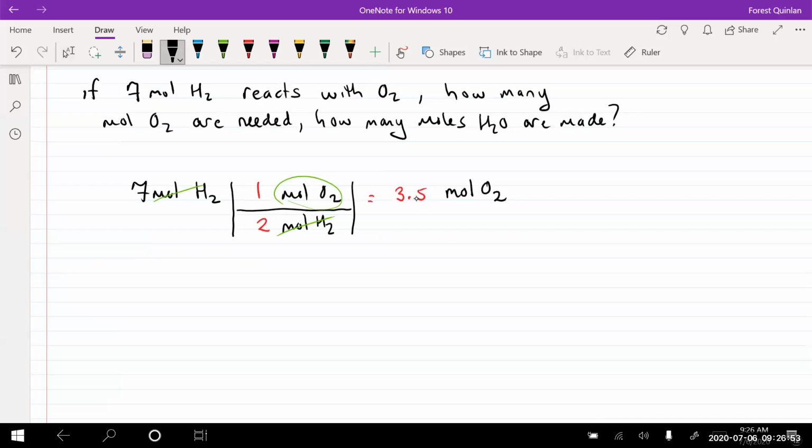Our second part said we want to get to water. So we'll do the same thing. We'll put moles of H2O on the left. We'll put 7 moles of H2 on the right. Put our units of how we want them to cancel: moles of hydrogen on the bottom, moles of water on top.